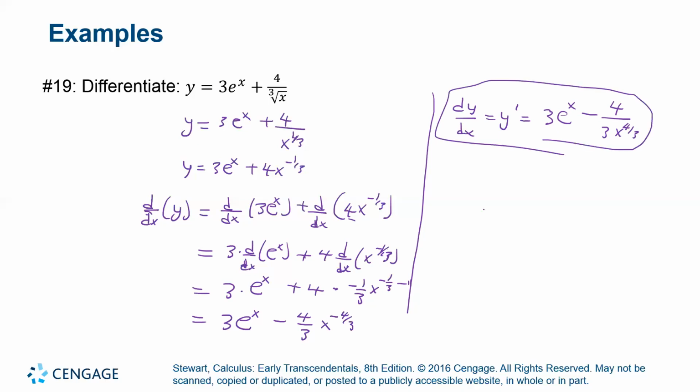In this section, we looked at certain rules: the constant rule, the power rule, the constant multiple of a function, the sum and the difference rules, and also exponential functions. Then we'll consider more in the subsequent sections in chapter 3.